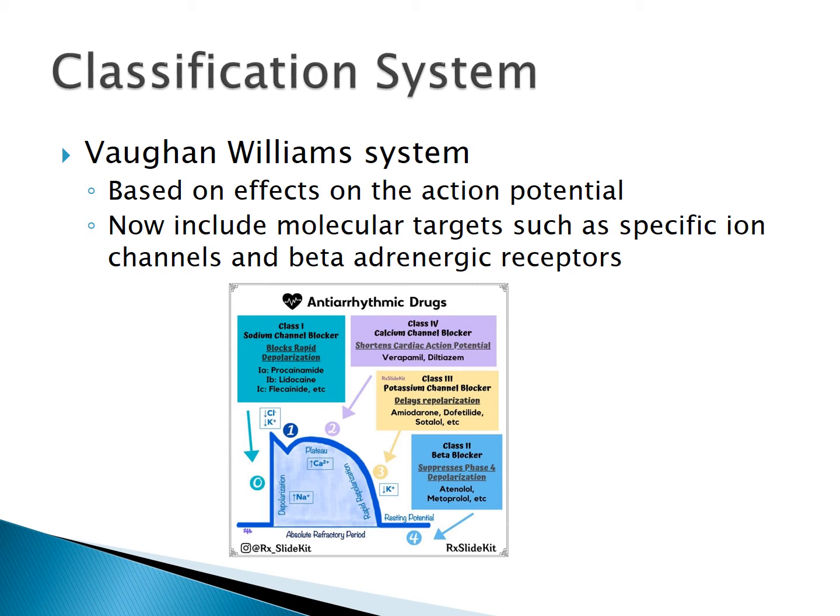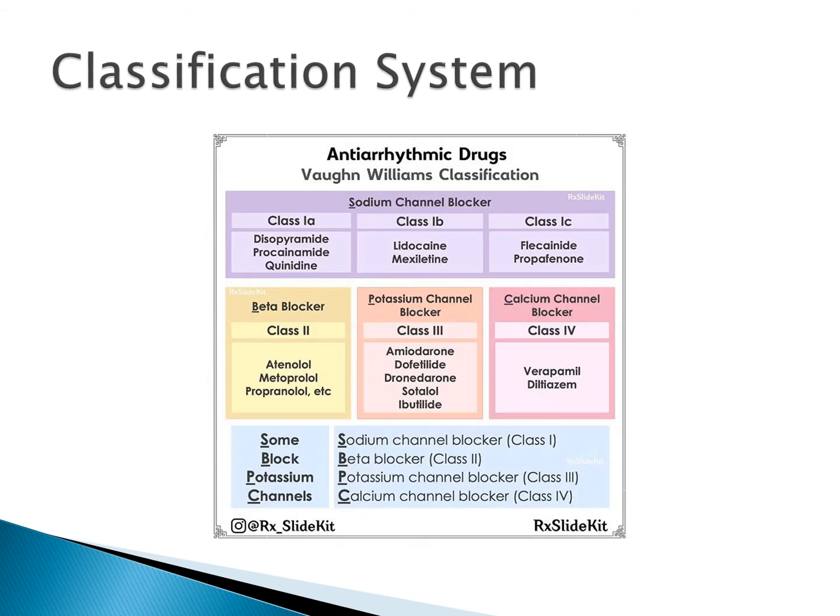There have now been new sections and subsections developed that include molecular targets, such as specific ion channels, and beta-adrenergic receptors are added into Class 2. In this presentation, we will discuss the expansion of Class 2, as you will see these medications in the electrophysiology lab. This is another slide with the classification system, but I thought it was useful as it has this phrase at the bottom, "some block potassium channels," which I know I found useful to help remember the four main classes. So this is just for you to refer back to.